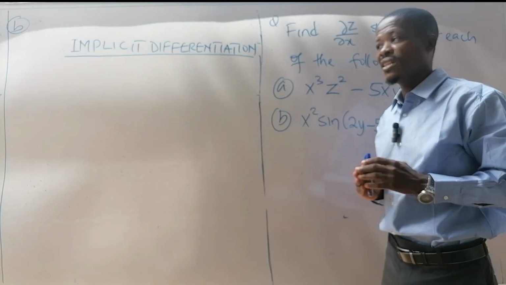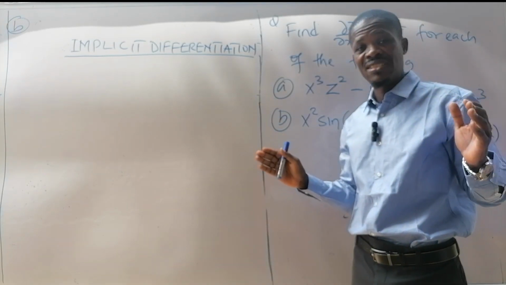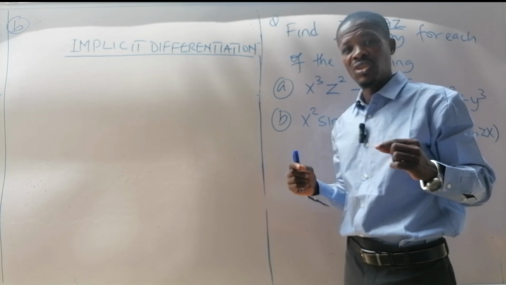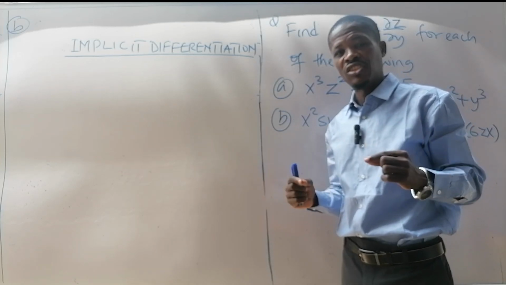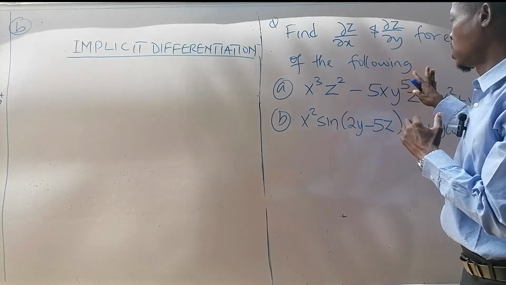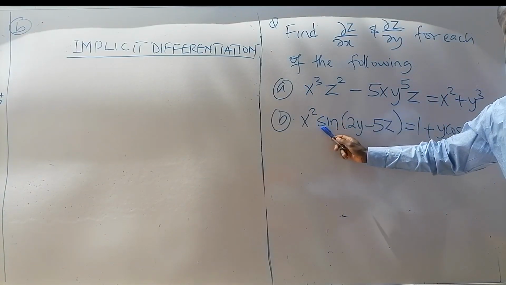Looking at implicit differentiation. In calculus 1, we've dealt with two variables, x and y. We want to look at implicit differentiation for multiple variables. But before we do that, we have some questions here. We have three variables here. Also, we have three variables here.